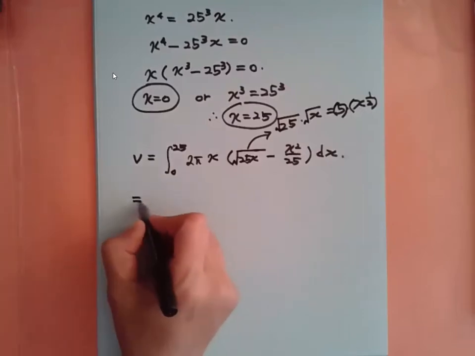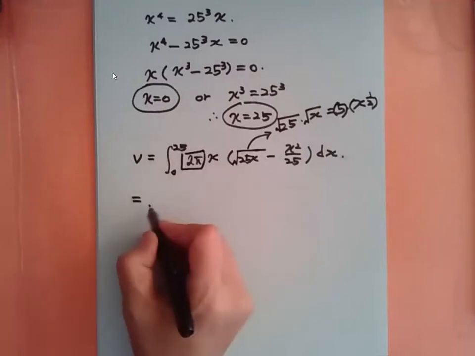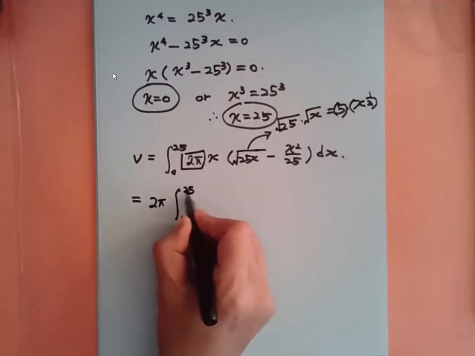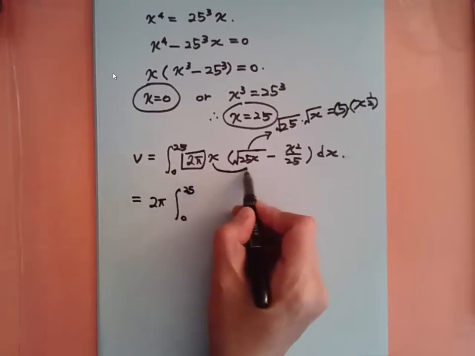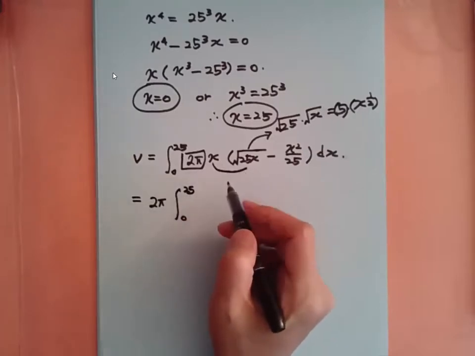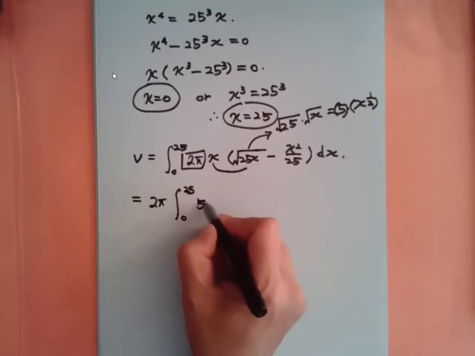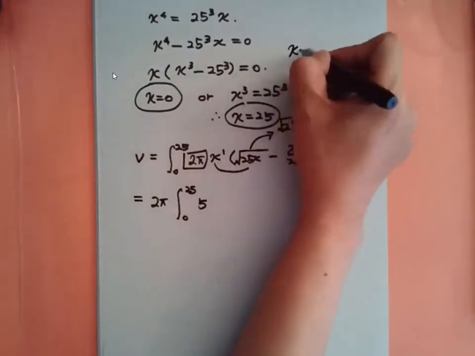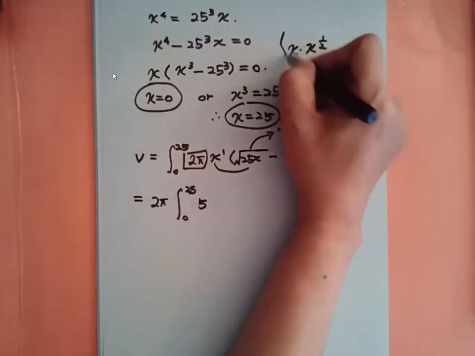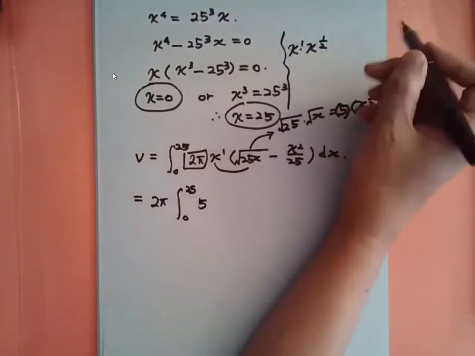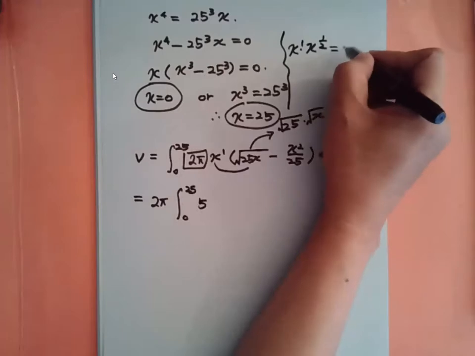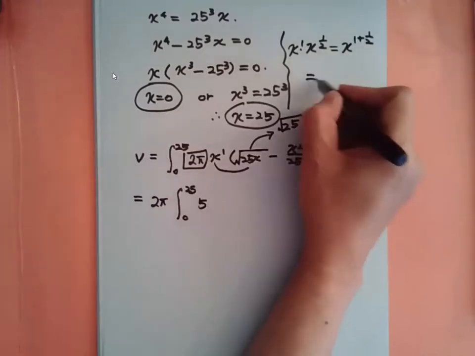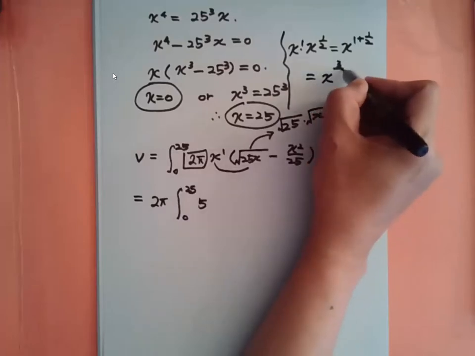So let's put 2 pi outside of the integration from 0 to 25. This one times this one will be what? 5 times, this is 1 power, and x times x to the 1/2 power is x to the 1 power times x to the 1/2 power. So x to the 1 plus 1 over 2 power, so x to the 3 over 2 power.